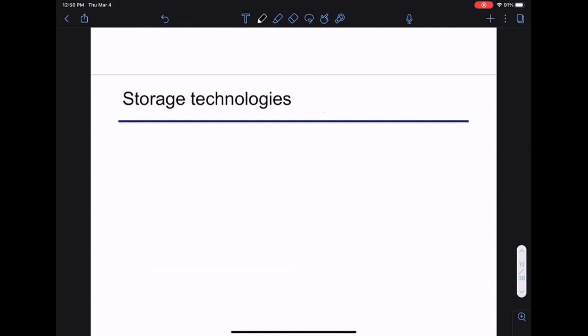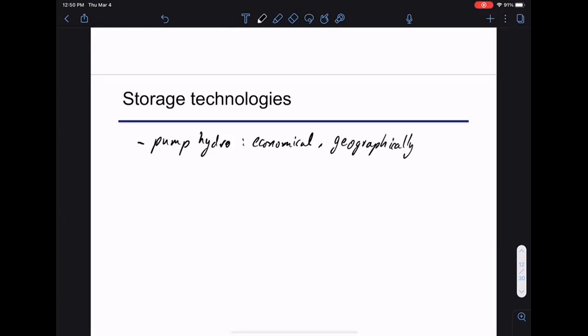So if you look at the storage technologies, broadly speaking, the first we had, and the largest scale we have right now, is pumped hydro. That's economical if you build a dam, but it is geographically constrained. Most places in the US have tapped this out already. So we have pretty much tapped this out.